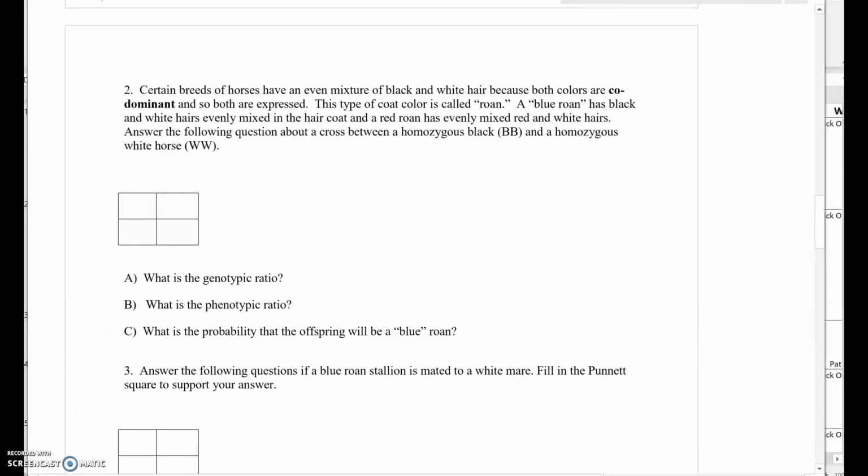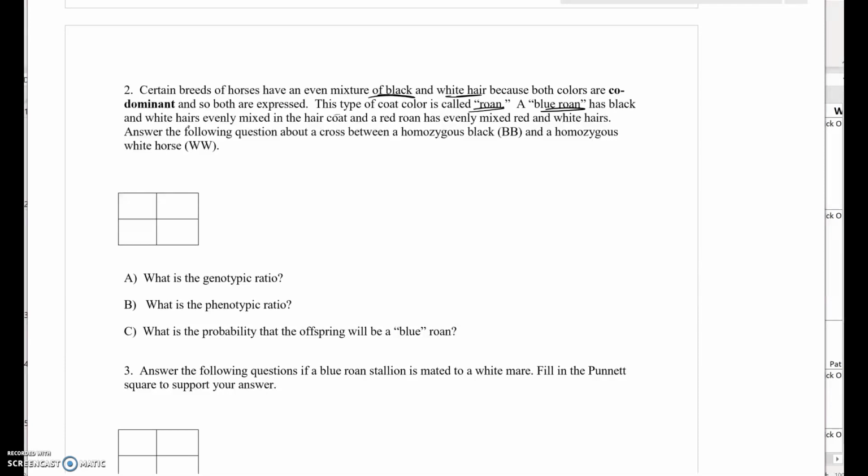So here's an example of another trait that follows the codominant inheritance pattern. The color of the hair on horses. There's a black hair phenotype, there's a white hair phenotype, and there's a mixed that is called a roan. It's typically called a blue roan because this mix of black and white tends to look kind of bluish in the right light. You can do a Google image search on this if you don't believe me.